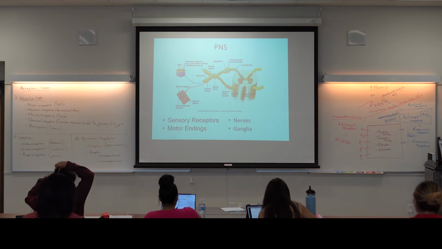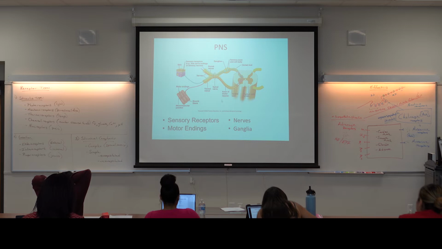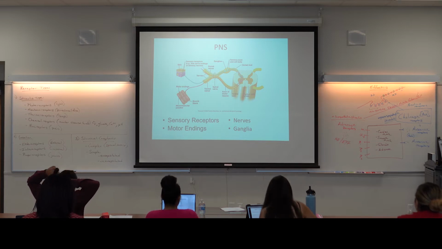Sensory receptors, we can see these nerves, bundles of axon portions of neurons. We can see ganglia, these collections of cell bodies outside of the brain and spinal cord. And then those motor endings down here, either skeletal muscle or cardiac muscle, smooth muscle, and glands.